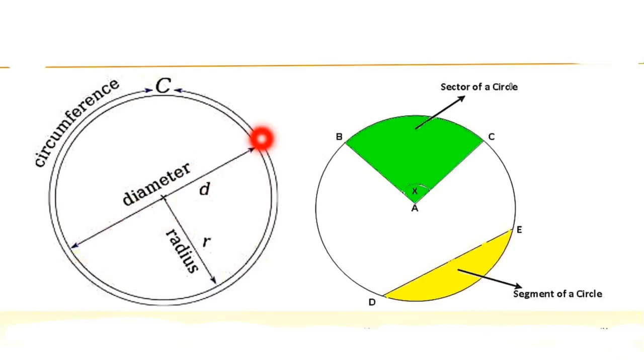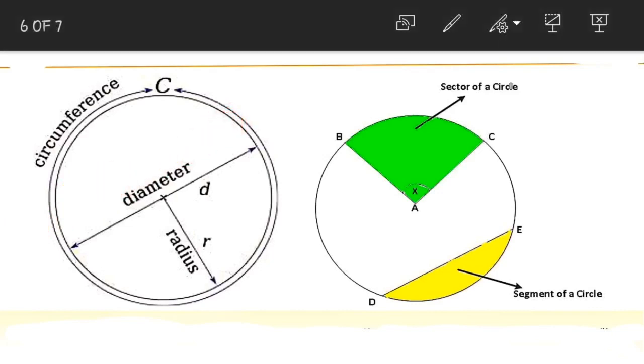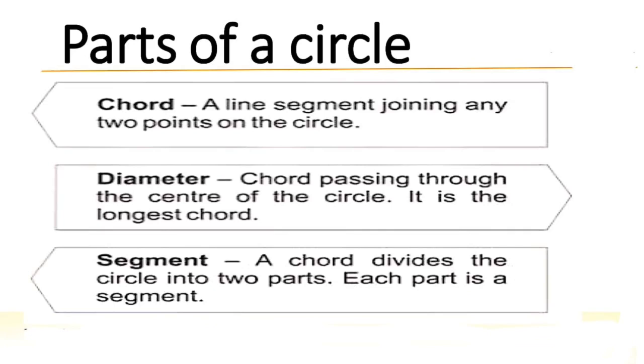Okay, a chord, in the sense, when you are connecting the two ends of the circle, that will be called a chord. Okay, let's see the definition. So a chord is a line segment joining any two points on the circle. The points may be anywhere on the circle. Okay, it should lie on the boundary of the circle.